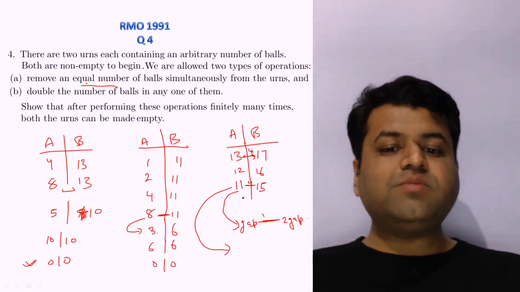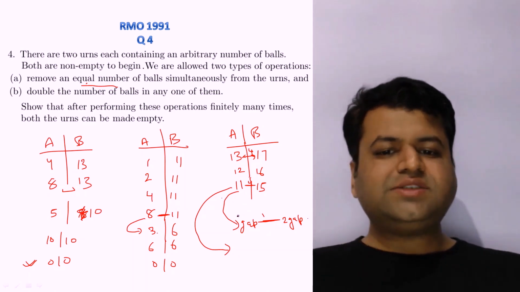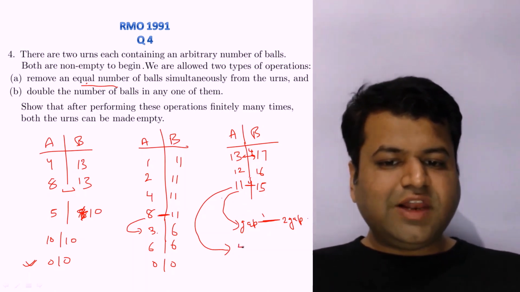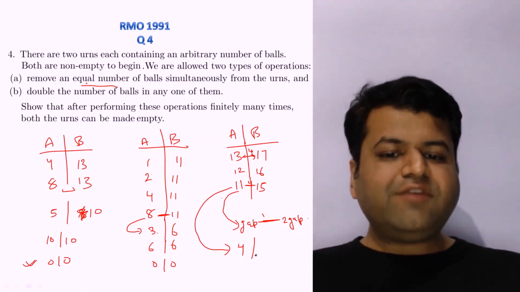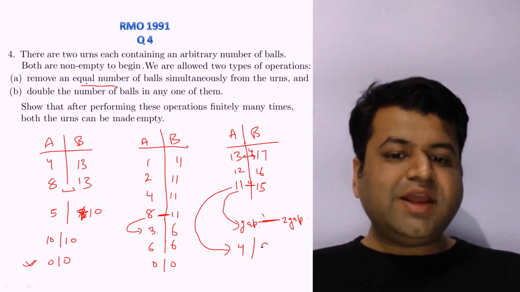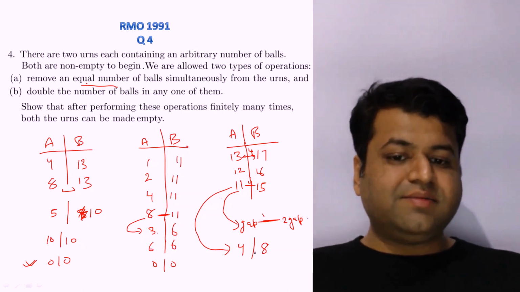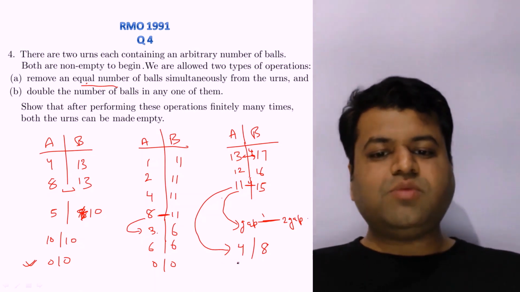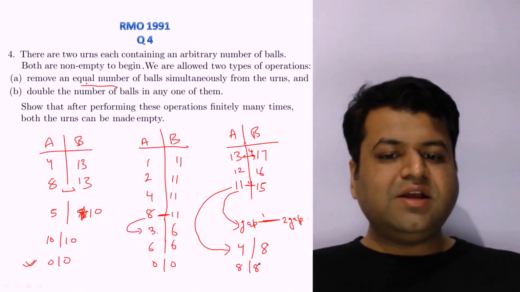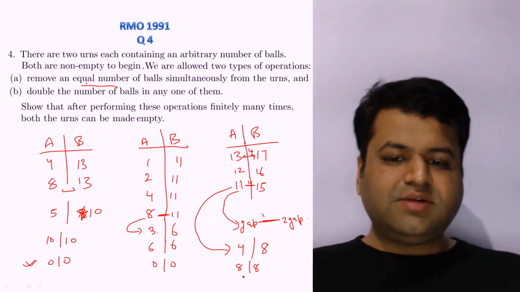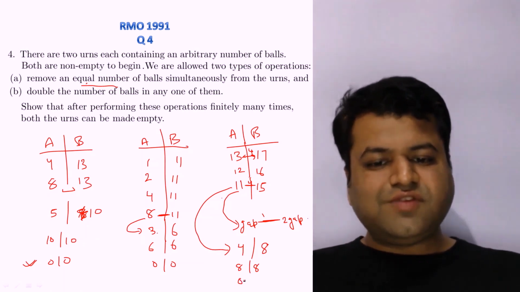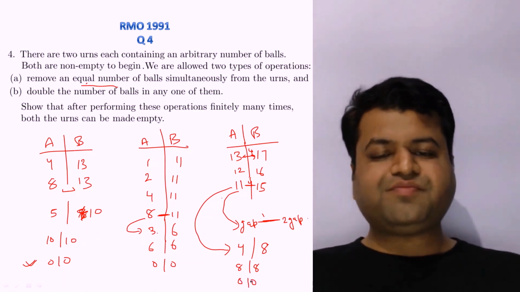I need to remove 7 balls from both the boxes. Okay, let's remove 7 from both the boxes. What will we have? We will have 4 here, and what will we have? We will have simply 8 here. Now since clearly this has twice that in box A, right? So we will just double the number of balls in box A. We will get 8, 8. Now you can remove all the 8 balls here, right? So that this will end up with 0 and 0.